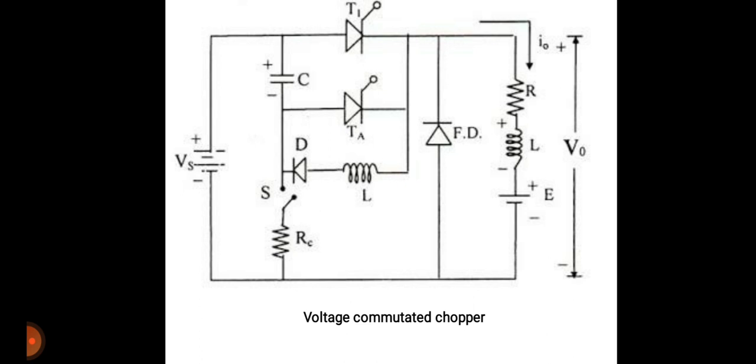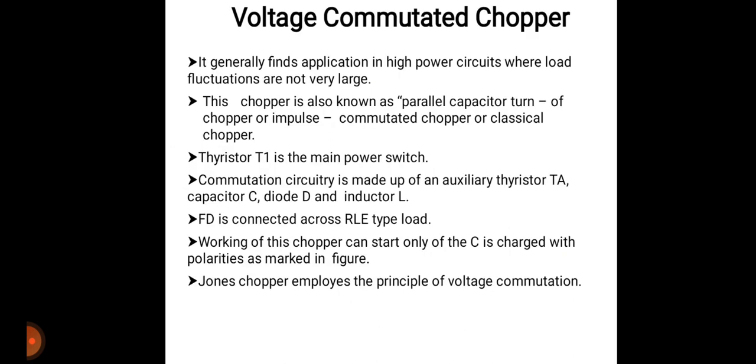This is the diagram of the voltage commutated chopper. It is one of the earliest chopper circuits and has been in wide use. This chopper is generally used in high power circuits where load fluctuation is not very large. This chopper is also known as the anti-parallel capacitor turn off chopper, impulse commutated chopper or classical chopper. It gives the power circuit diagram for this type of chopper.